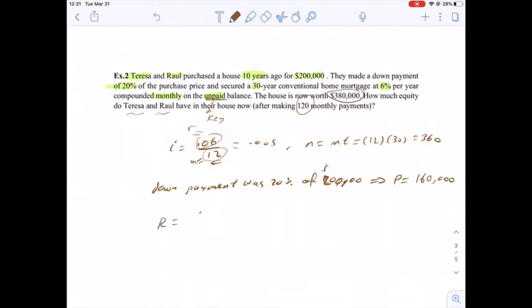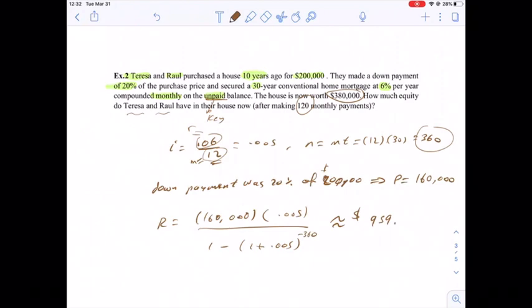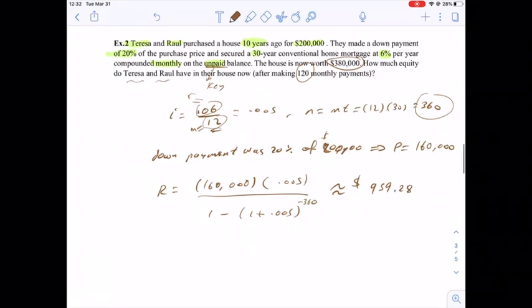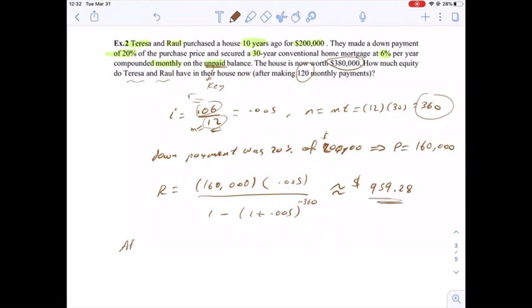Now we find the monthly installments. It's R equals P times i over 1 minus 1 plus i raised to the power negative n. P is 160,000, i is 0.005, and that is approximately 959.28. So they should pay this amount every month.